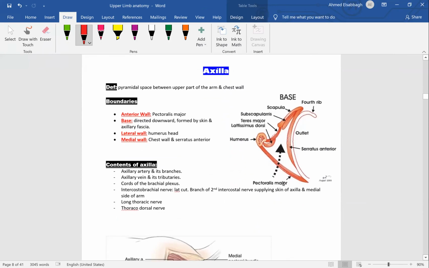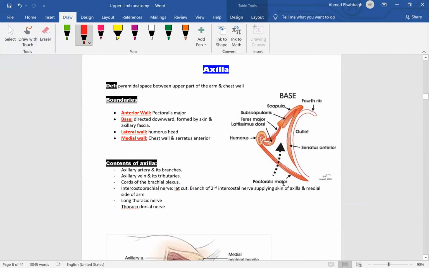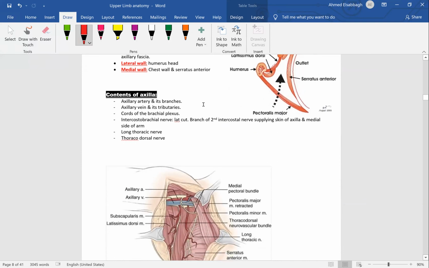Now to the axilla. What is important in axilla, Dr. Ahmed? The important things in axilla are the contents of the axilla. And I will highlight specific contents. Okay. The first important structure is called the intercostobrachial nerve. Intercostobrachial nerve.